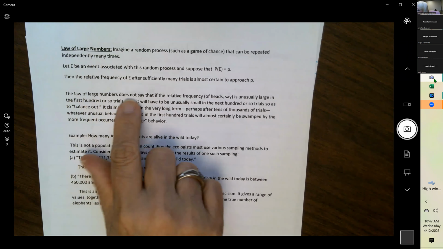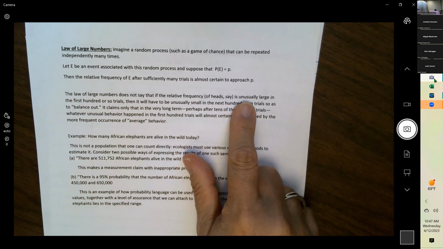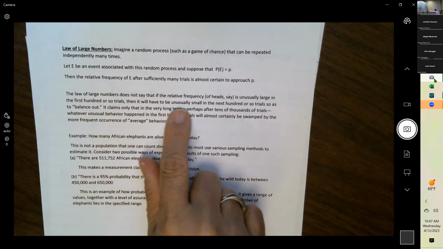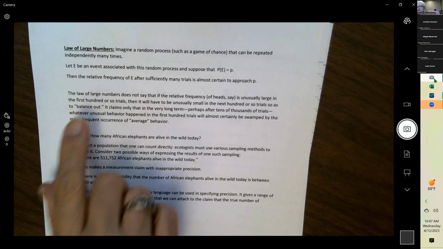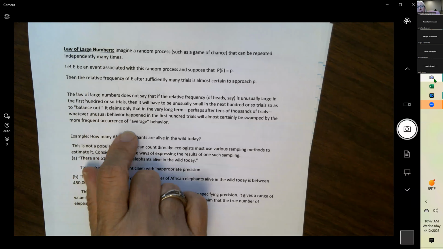The law of large numbers does not say that if the relative frequency is unusually large in the first 100 or so trials, then it will be unusually small in the next 100 or so. It just claims that it will balance out somewhere along the way if you do it enough times.